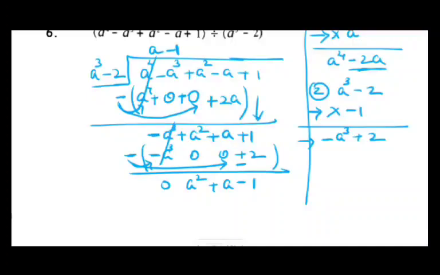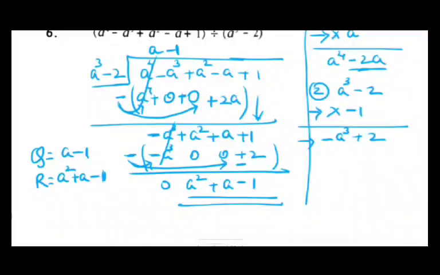Now, children, do you think I can do anything where the divisor is greater? No, I cannot. If the divisor is greater, this remains as it is as the remainder. So, my quotient here is a minus 1. My remainder is a square plus a minus 1.